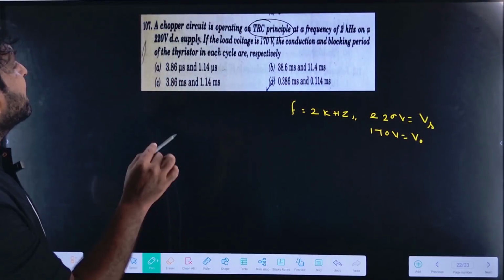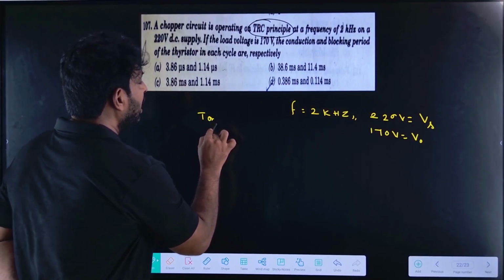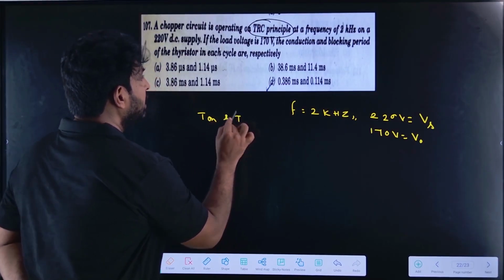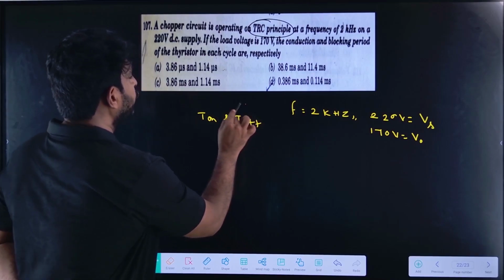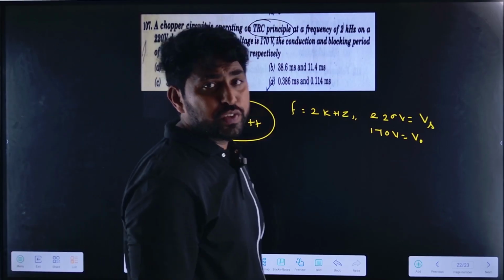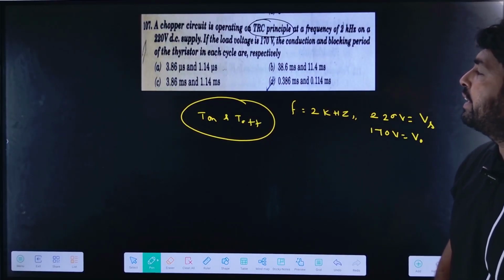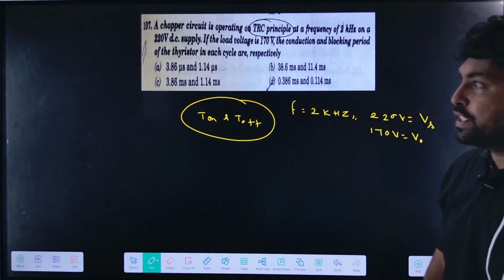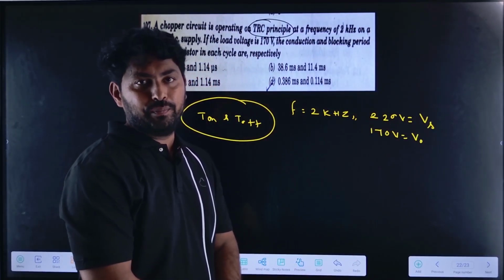So, the conduction and the blocking period we need, that is T on and T off. We need to find the on time of the switch and the off time of the switch. So, how can we find the on time and off time of the switch? First, let us find the duty cycle.